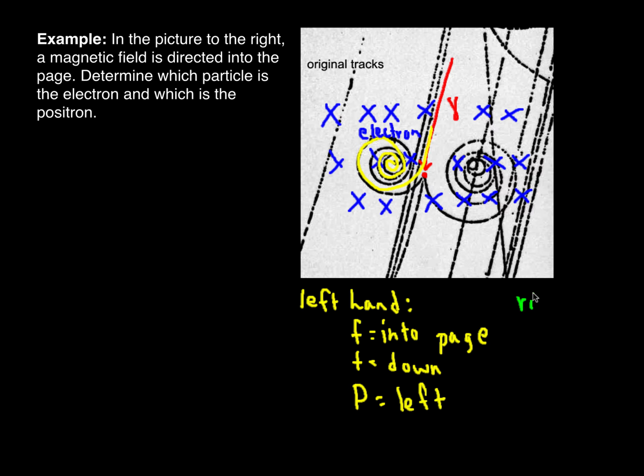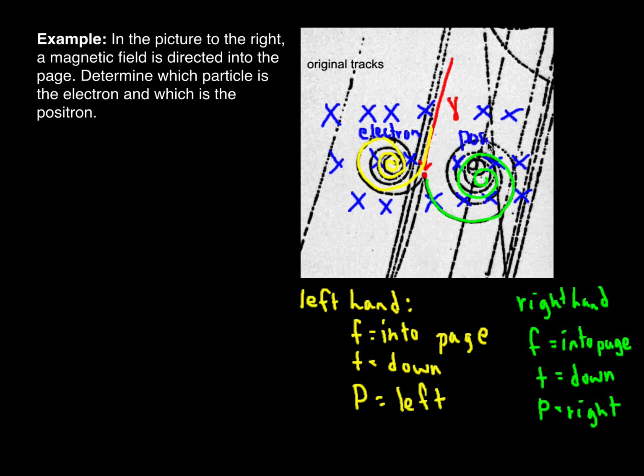If we use our right hand and point our fingers into the page, our thumb down in the direction of the particle's velocity, our palm points to the right. This tells us the particle on the right must be the positron because it has to be positively charged.